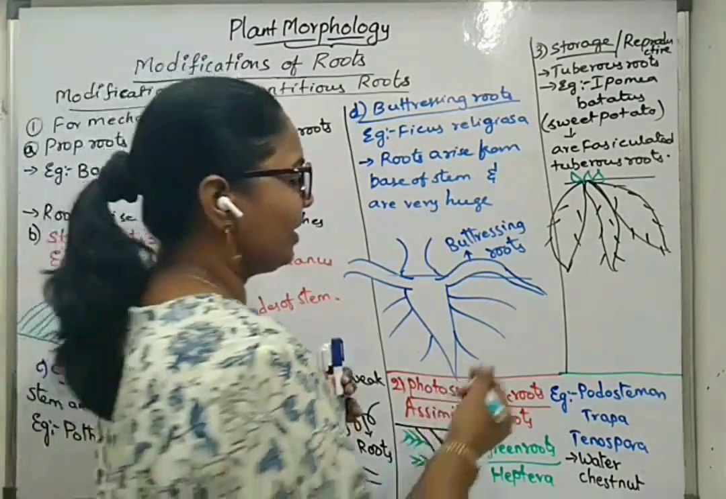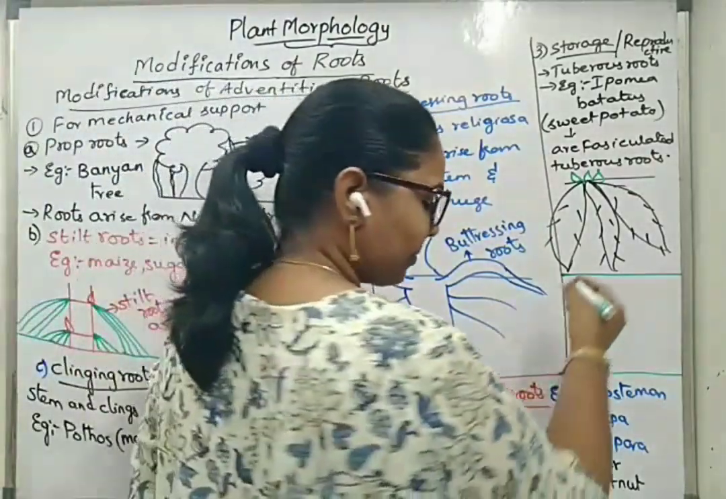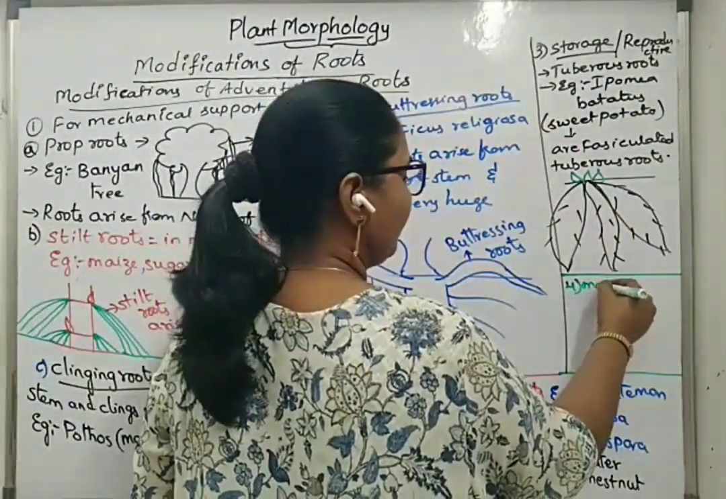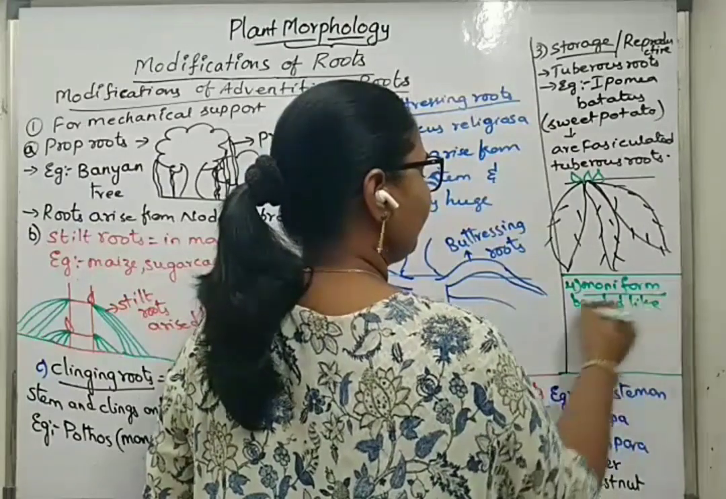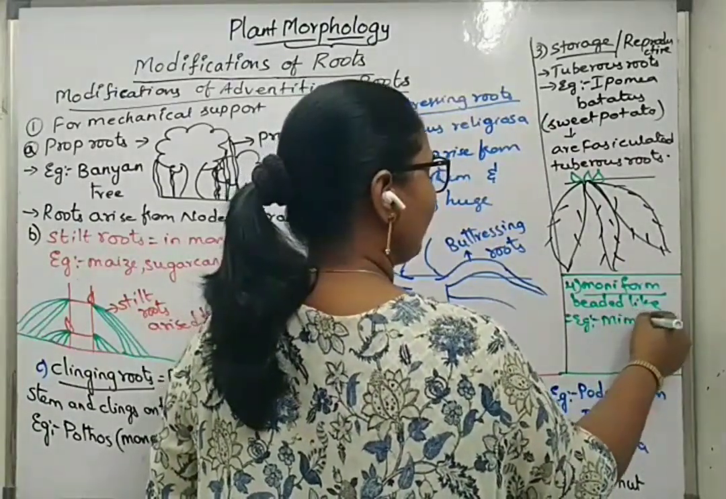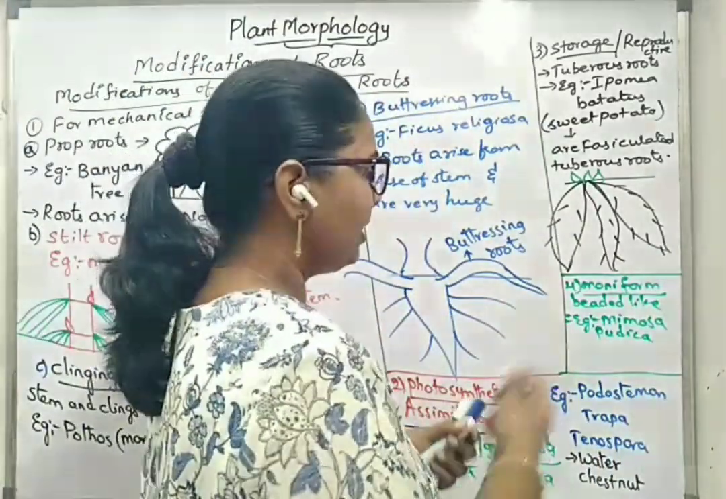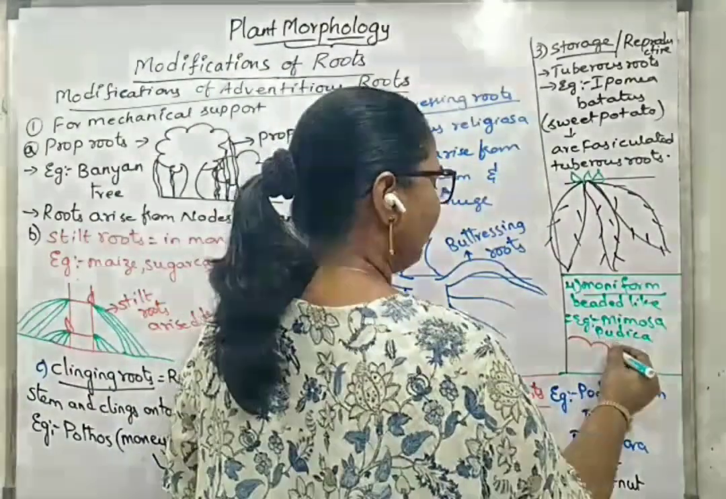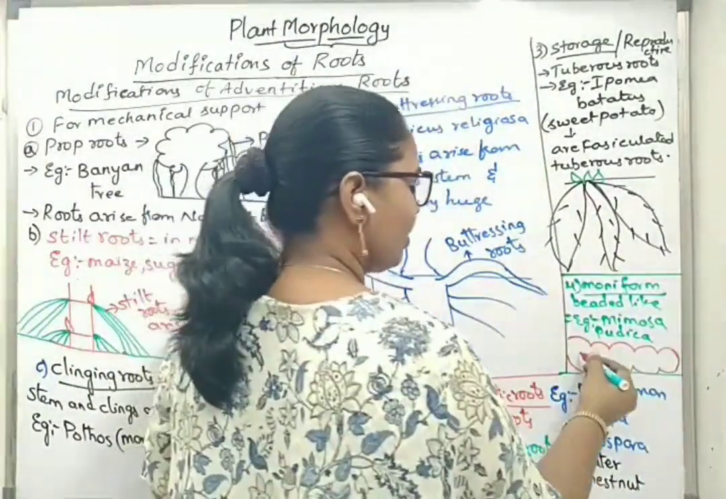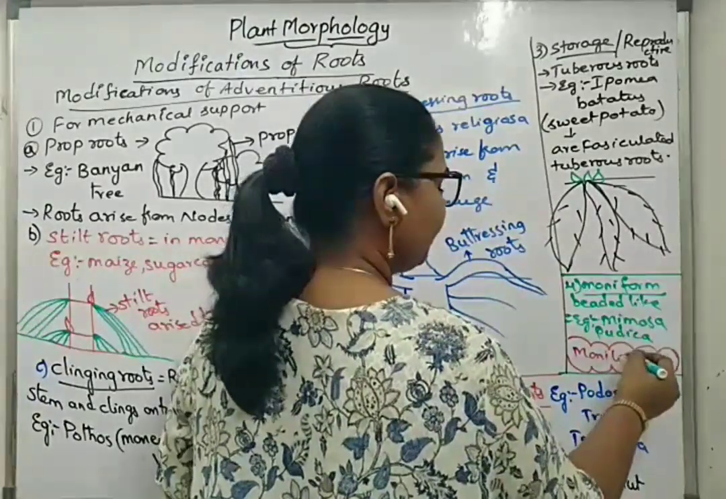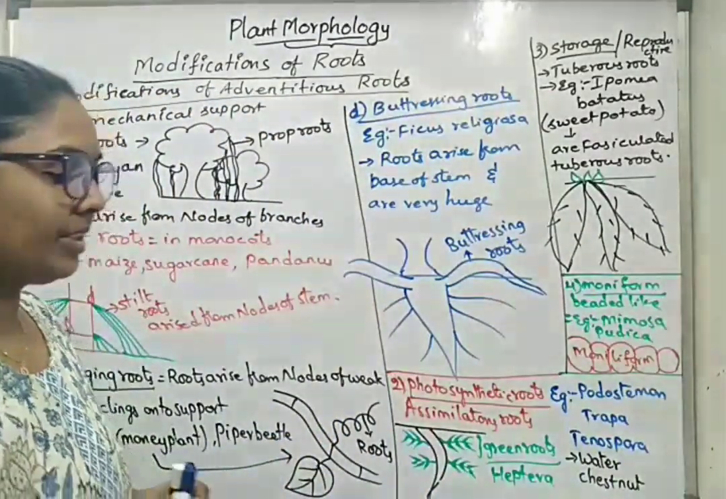Next, another type of adventitious root modification is moniliform or beaded, seen in Mimosa pudica. So the fourth variety we can say is moniliform or beaded. Example, Mimosa pudica. These also store food material. How do these moniliform or beaded roots look? They look like this. So these are moniliform. Each one is just like a bead. When we see from the outermost or external region, they appear like this.